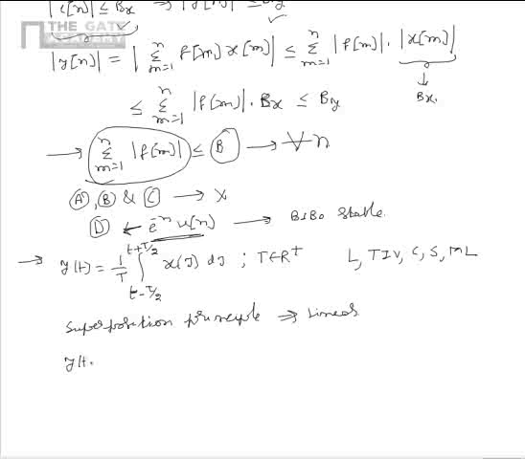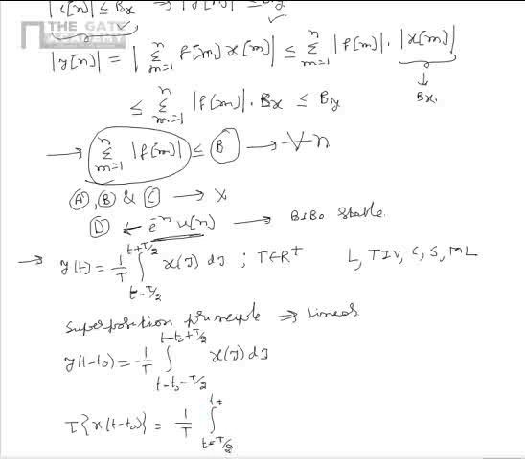Also we can show that y of t minus t naught, which is the delayed version of the output, is equal to 1 by t integral from t minus t naught minus t by 2 to t minus t naught plus t by 2 of x of tau d tau, and the output due to the delayed version of input is equal to the transformation of x of t minus t naught, which is equal to 1 by t integral from t minus t by 2 to t plus t by 2 of x of tau minus t naught d tau. Substitute tau minus t naught is equal to p. From this we can show that d tau will be equal to dp.